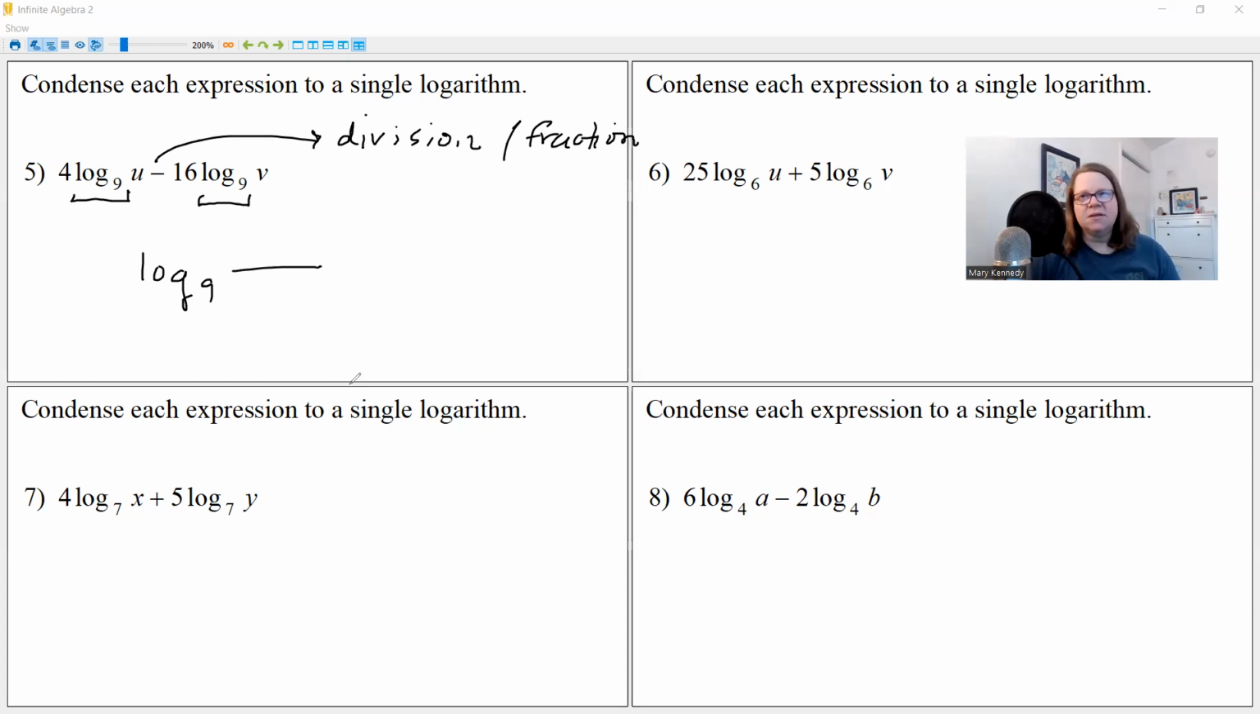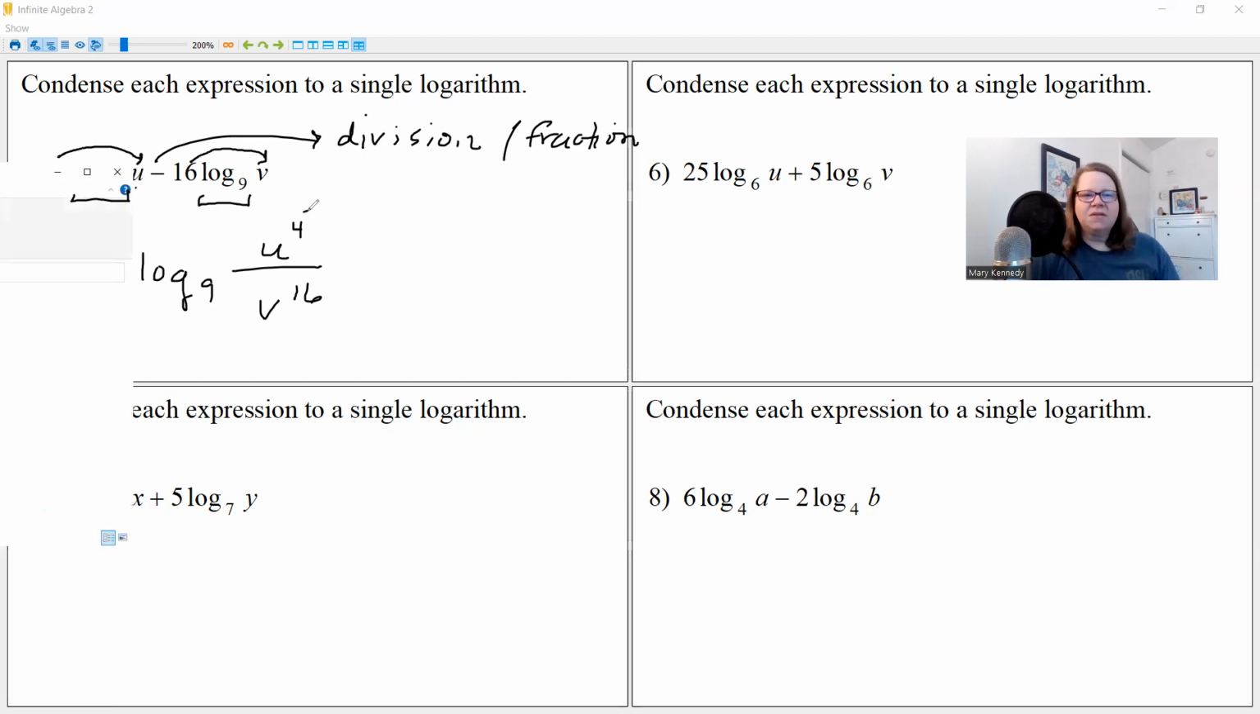And then I'm going to put a fraction to show that we're going to divide the first number by the second. Well, the first one has a 4 in front and then a u. And so this is a second property of logs, is that 4 in front is actually an exponent for the u. So this would be u to the 4th. And then the 16 is an exponent for the v. So that would be v to the 16th. Okay, so take a look at that. And I would encourage you to pause the video and see if you can then do number 8 in the same way.